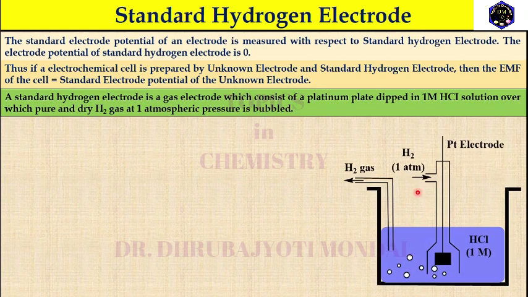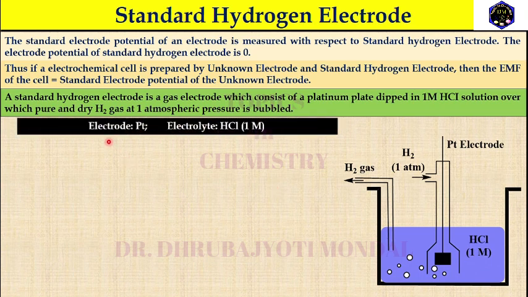So here is the diagram of the standard hydrogen electrode. Here you can see this is a platinum electrode. This is hydrogen gas that is bubbled, that is passed here at 1 atmosphere pressure. Concentration of HCl is equal to 1 molar. So what is the electrode? Electrode is platinum. Electrolyte is HCl, 1 molar.